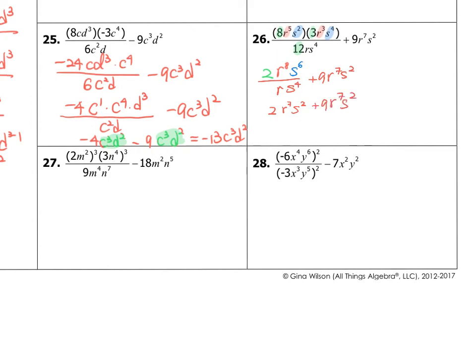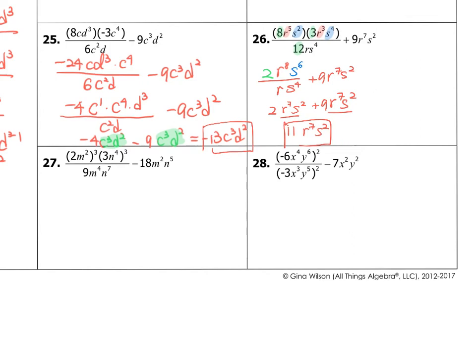And guess what? I have like terms right here. All I need to do is add the coefficients together. That's 11. And bring down the variables, which is r to the 7th s squared. That's my final answer there.